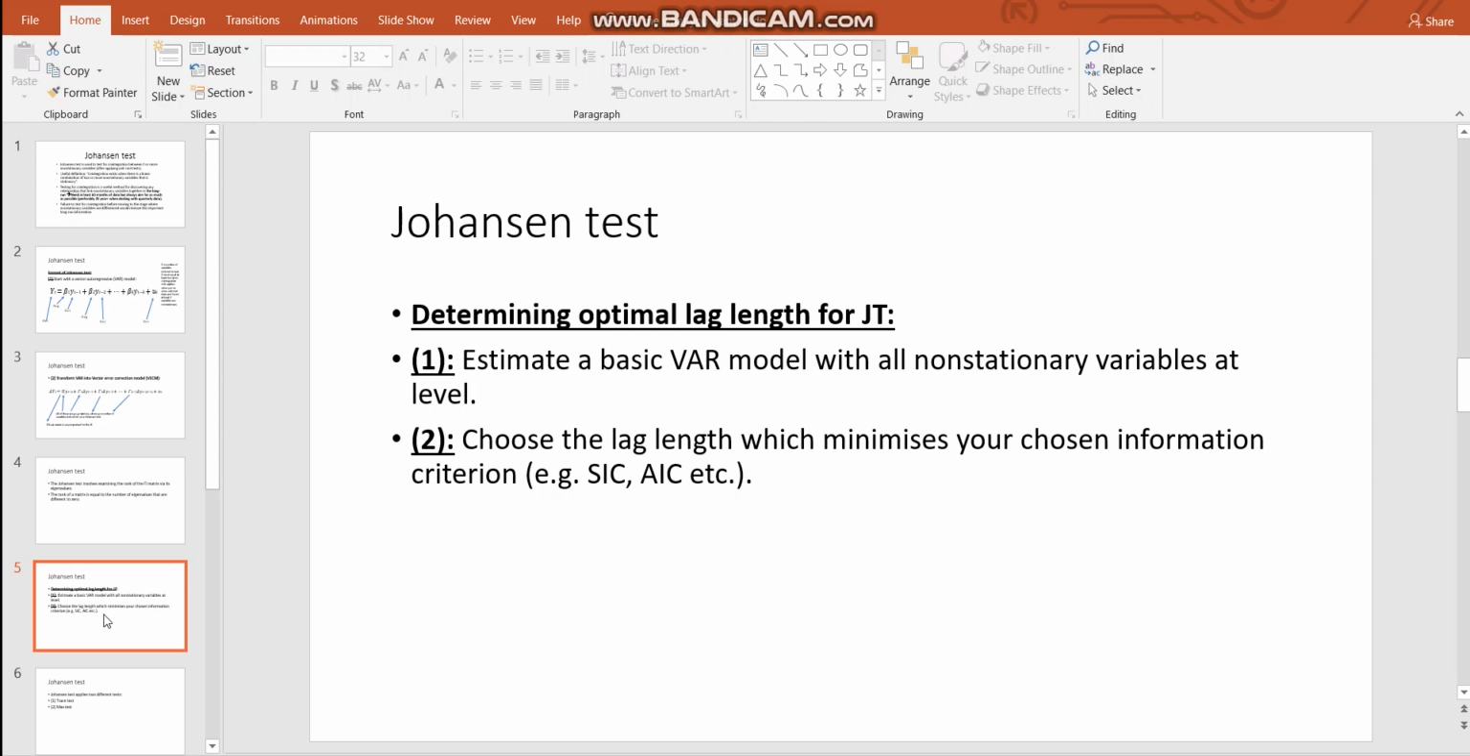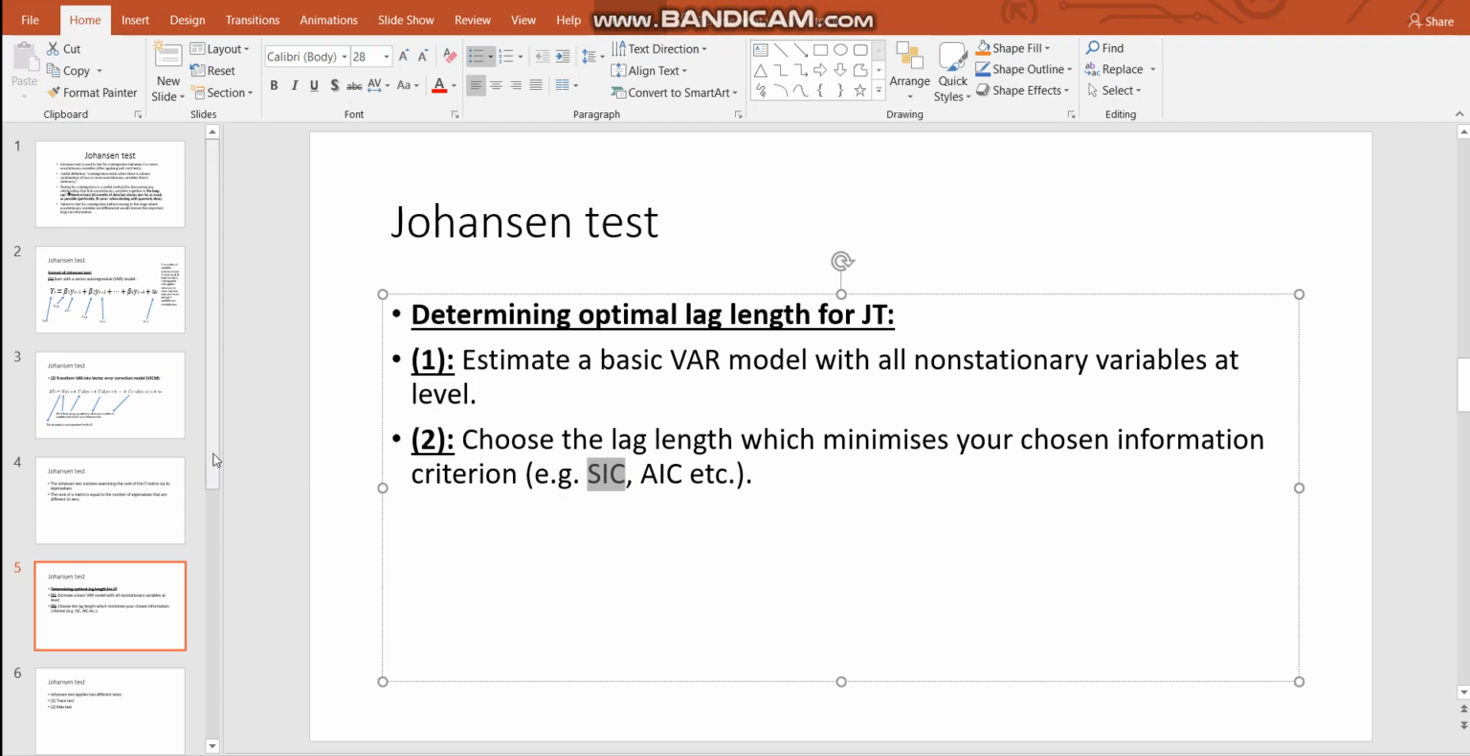Obviously as well, the Johansen test involves determining an optimal lag length. Well, as you can see here, we've got the steps for determining the optimal lag length for your Johansen test. You estimate a basic VAR model with all non-stationary variables at level, and then you choose the lag length which minimizes your chosen information criterion. Now I in particular will be using the Schwartz information criterion.